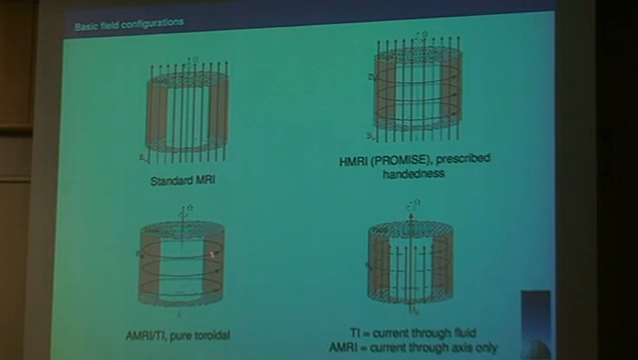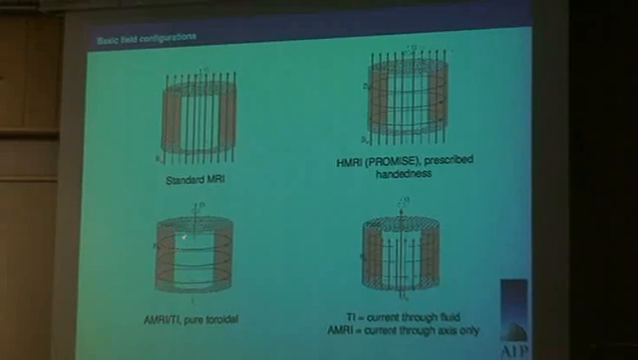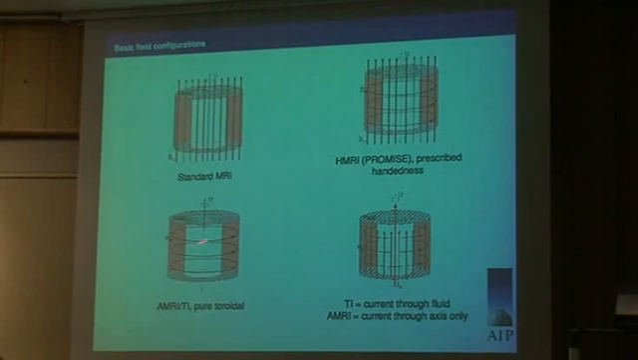Okay, just for the information, there are several flavors of MRI: the helical MRI, the PROMISE experiment, which Frank already mentioned, and now we concentrate on this third case here, a pure toroidal field, where the azimuthal magnetorotational instability is driven by the shear flow and the current through the inner cylinder, and the Tayler instability by a current directly through the fluid.